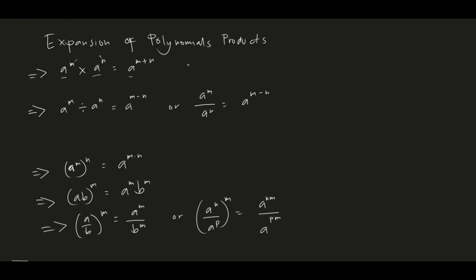So let's say we have a raised to 2 times a raised to 3. It becomes a raised to 2 plus 3. So the final answer is a raised to the 5.